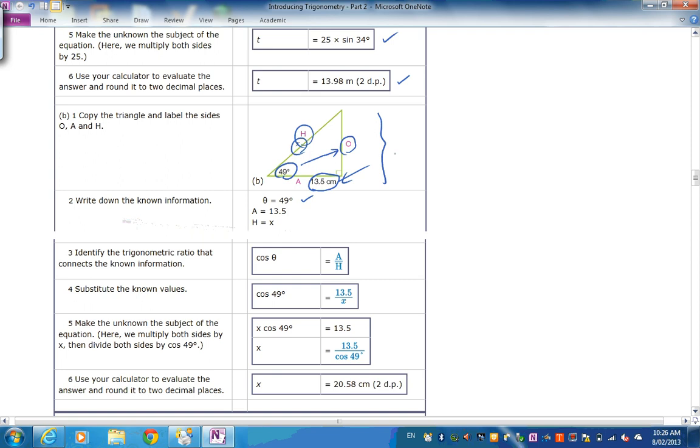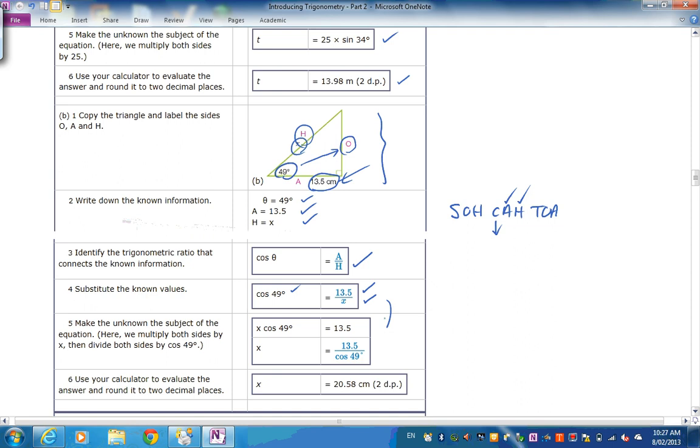So what ones are we dealing with now? Well, we have the adjacent and the hypotenuse is unknown. So let's go to SOHCAHTOA to pick our right ratio. We have adjacent and hypotenuse. Oh, it must be the cosine. So we'll write the cosine is A over H, adjacent over hypotenuse. Stick in the numbers, cos of 49, the adjacent is 13.5, the hypotenuse is unknown. Now we'll try and rearrange this.